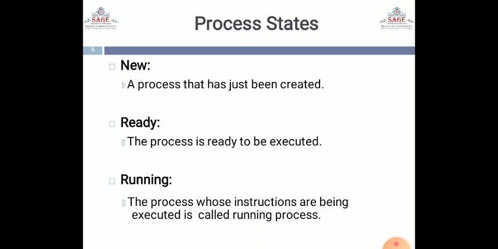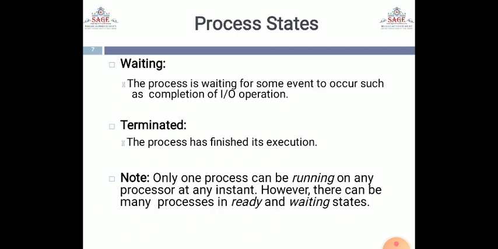So you can see the basic terminology: new, ready and running, which should be clear from the previous slides. Waiting, terminated. Here I have one note: only one process can be running on the CPU at any instant. However, there can be many processes in the ready and waiting states. So we can easily see that only one process runs in the running state, and there is no system to run two different processes simultaneously at a time.